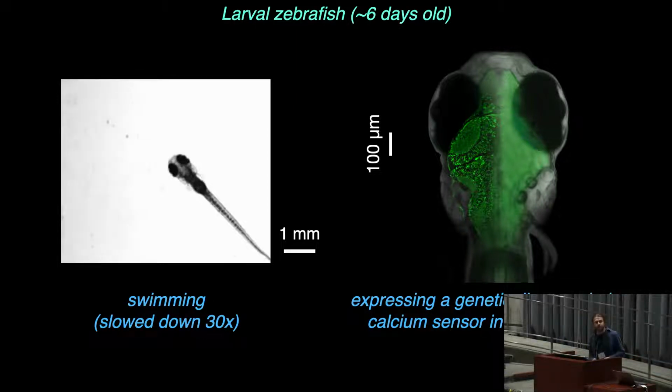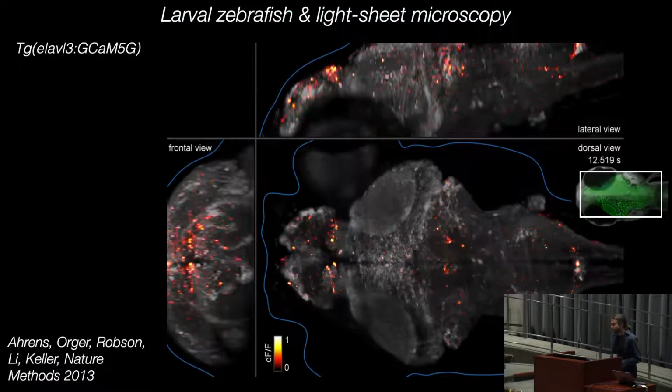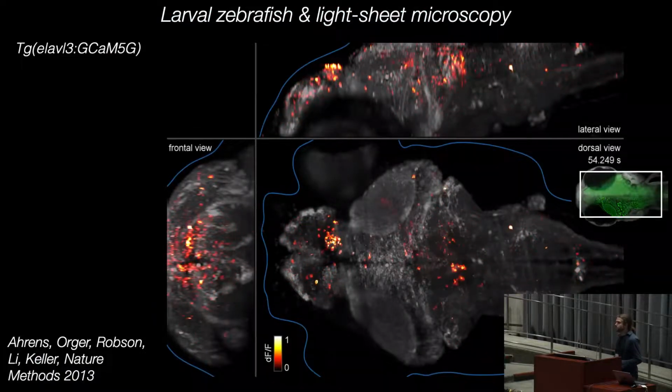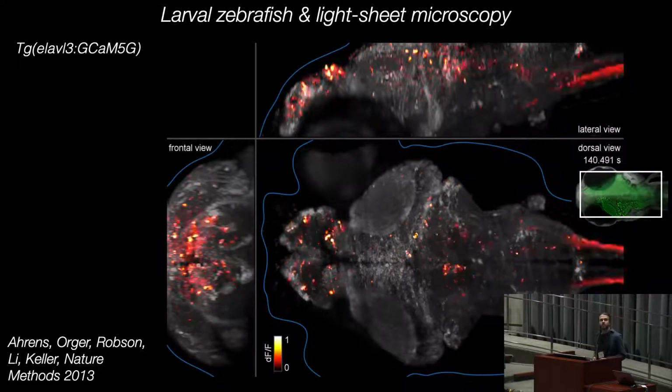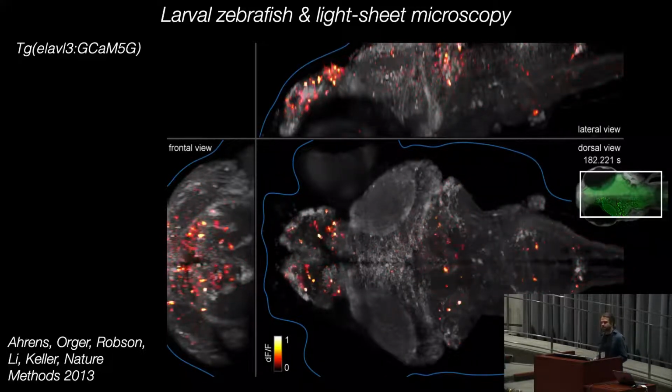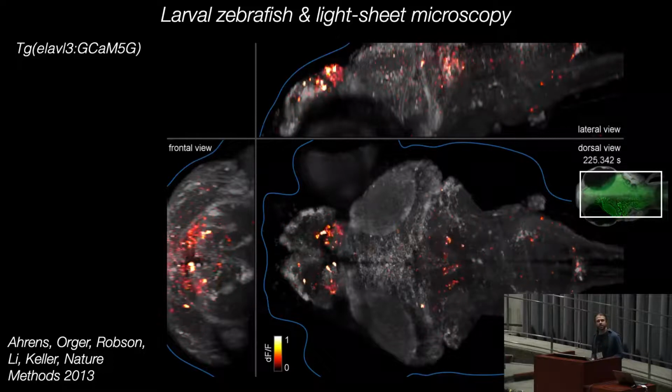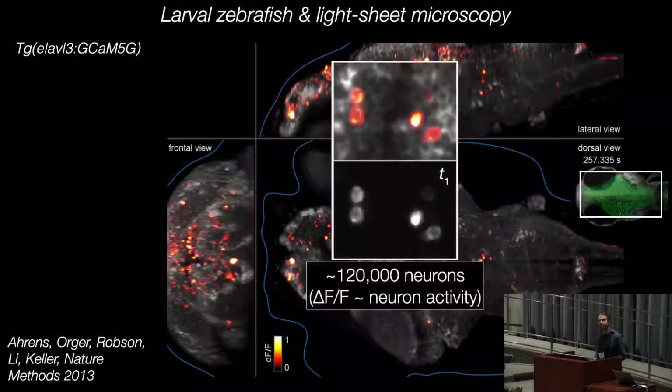Shortly after I moved to Janelia, we worked with Philip Keller's lab to extend light sheet microscopy to be able to record from the entire brain at single cell resolution. So here you can see whole brain level, single cell level. We get more than 100,000 neurons like this.